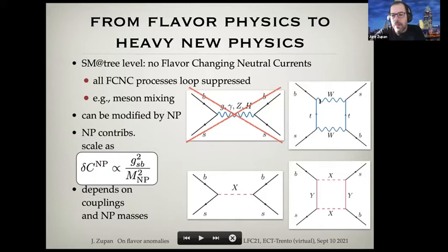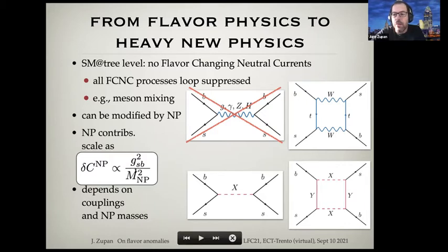While if you have new physics, you can have tree level processes mediating flavor changing neutral currents. So that's where the sensitivity comes from: the loop suppression plus the CKM suppression, or the GIM suppression, that is present in the standard model. All the contributions will scale as the coupling squared over the mass of new physics. If you integrate this out, this is, let's say, a dimension 6 operator. So what you're really getting is some combination of couplings over the masses.